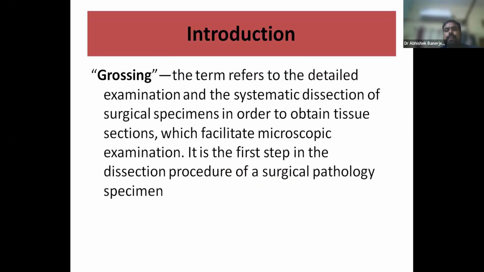So grossing, the term refers to the detailed examination and the systematic dissection of surgical specimens in order to obtain the tissue sections which facilitate the microscopic examination. It is the first step of the dissection procedure of a surgical pathology specimen. So it means it is a systematic dissection of a surgical specimen. There should be an order in how we obtain tissue sections which facilitate the microscopic examination. It is a detailed dissection procedure of how a surgical pathology specimen should be carried out.